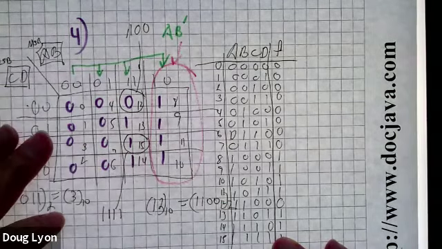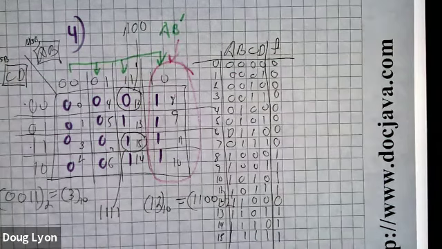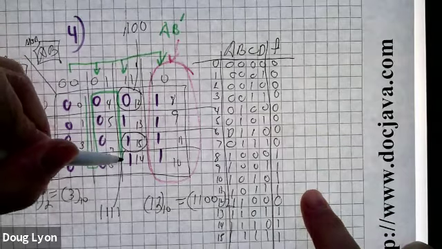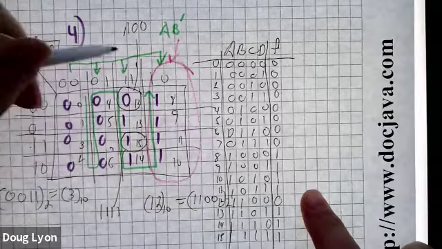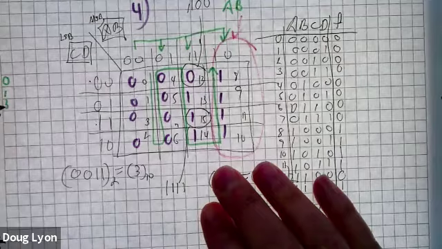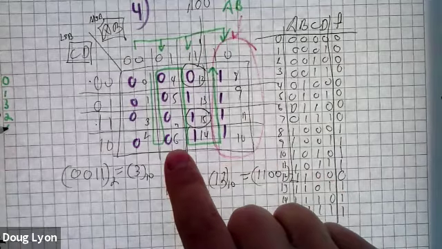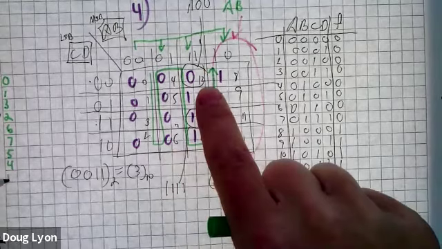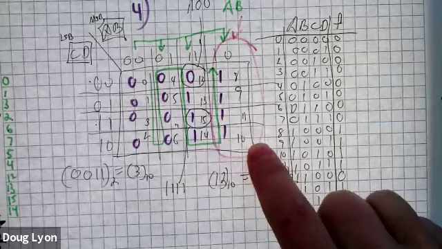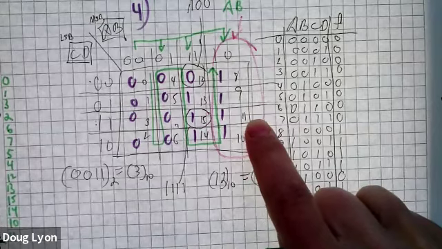Here's the other thing that's kind of cool. Suppose you traverse in the following way. 0, 1, 3, 2, 6, 7, 5, 4, 12, 13, 15, 14, 10, 11, 9, 8. Do they only vary by 1 bit each time?